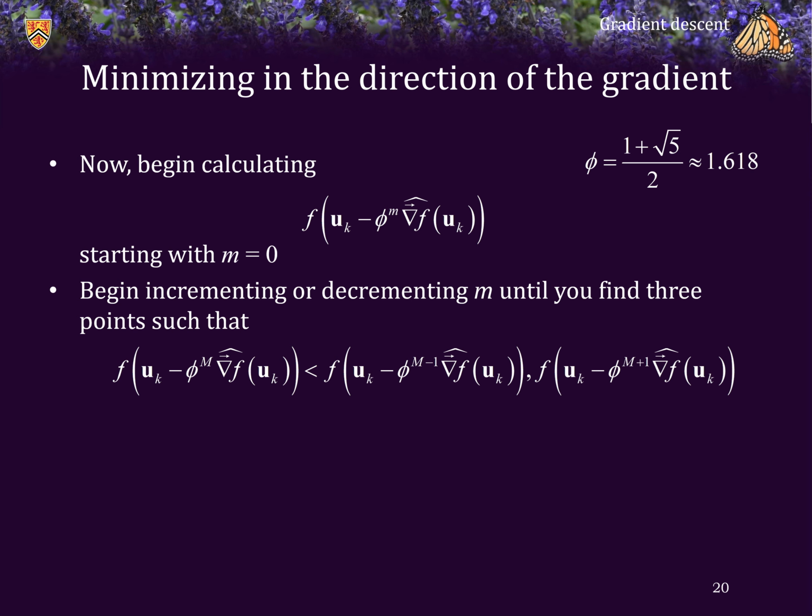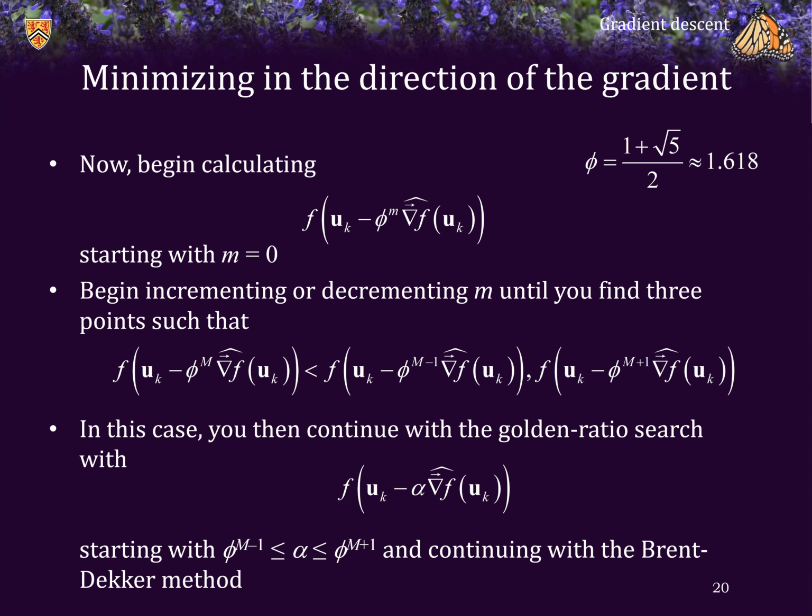Okay, now we continue either incrementing or decrementing the value m until we find 3 points, capital M plus 1, capital M, and capital M minus 1, such that the value of the function at u sub k minus phi to the capital M times the normalized gradient vector is less than the function evaluated at either u sub k minus phi to the m minus 1 times the normalized gradient vector, or the function evaluated at u sub k minus phi to the m plus 1 times the normalized gradient vector.